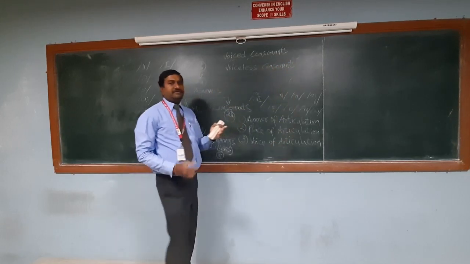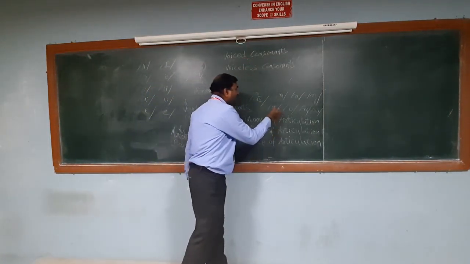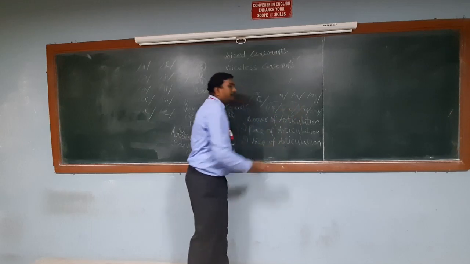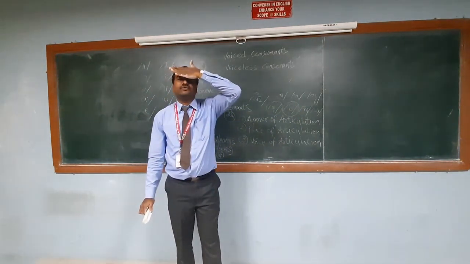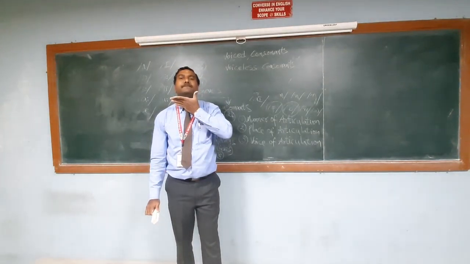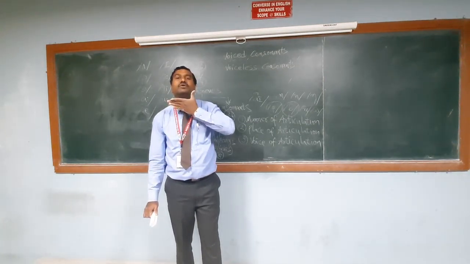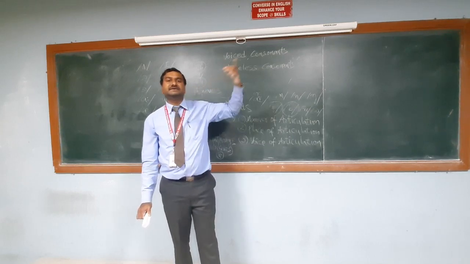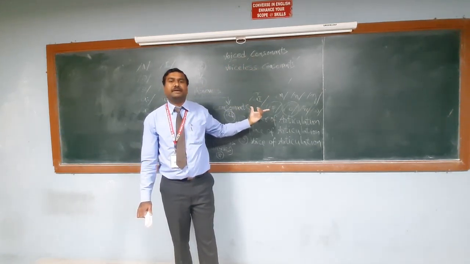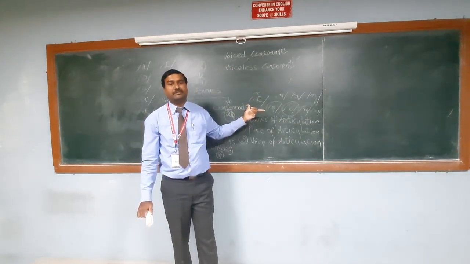How can you recognize them? If you take these two sounds, p and b, by just using the palm on the throat and the forehead, p. If I say p, here there is less vibration. If I say b, b means louder, more vibration. Based on the vibration of vocal cords, all these consonants can be pronounced or used as voiced and voiceless consonants.